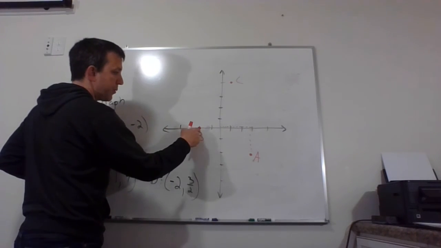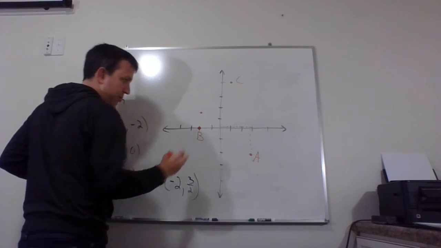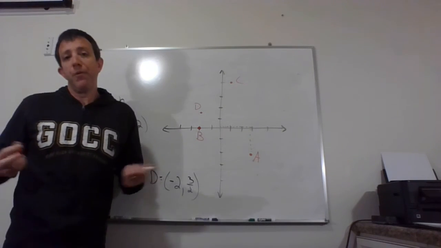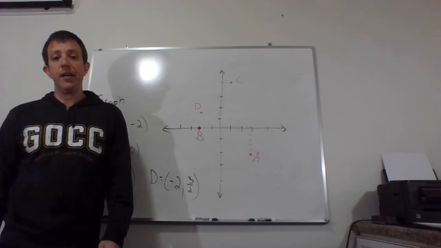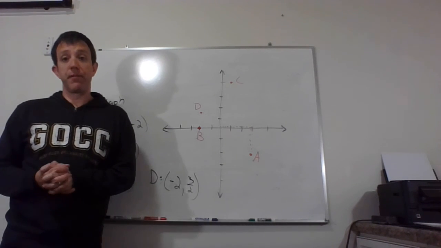So I go left 2, I go up 1 and about 1/2, and we try and get it close to 1 1/2. But you know, we're not pulling out rulers to measure exactly that your dot is exactly halfway in between. So there you go. That's graphing ordered pairs, and that's it for section 3.1.